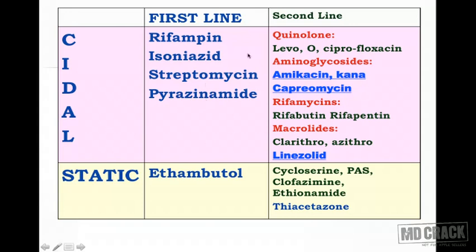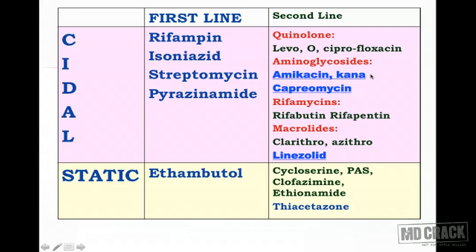These 4 are the cidal drugs. They are considered the first line drugs. Straightaway go down in the same column. The first line static drug is called ethambutol.